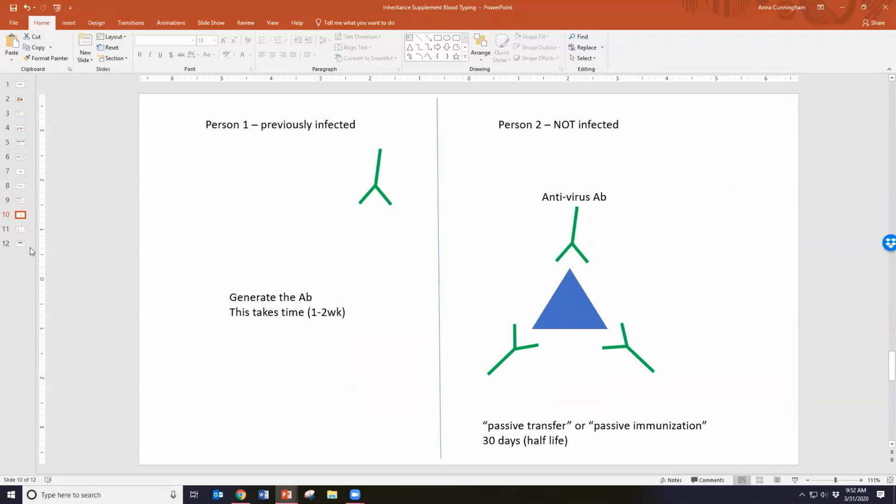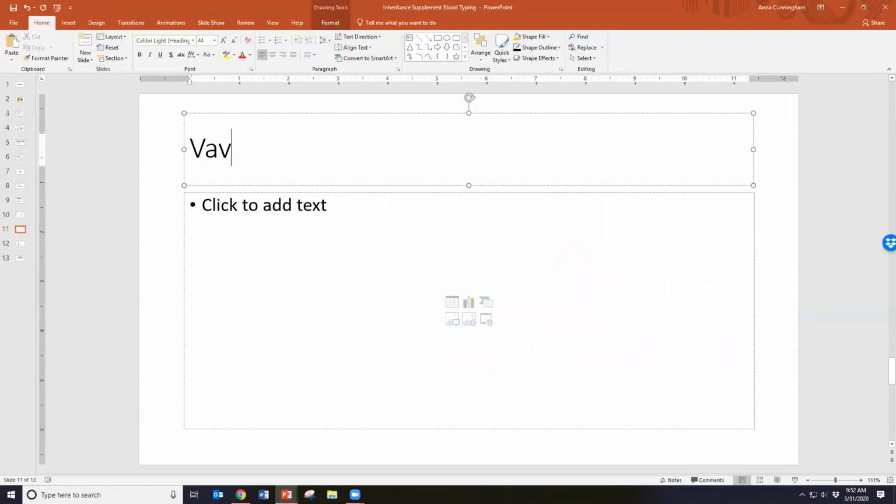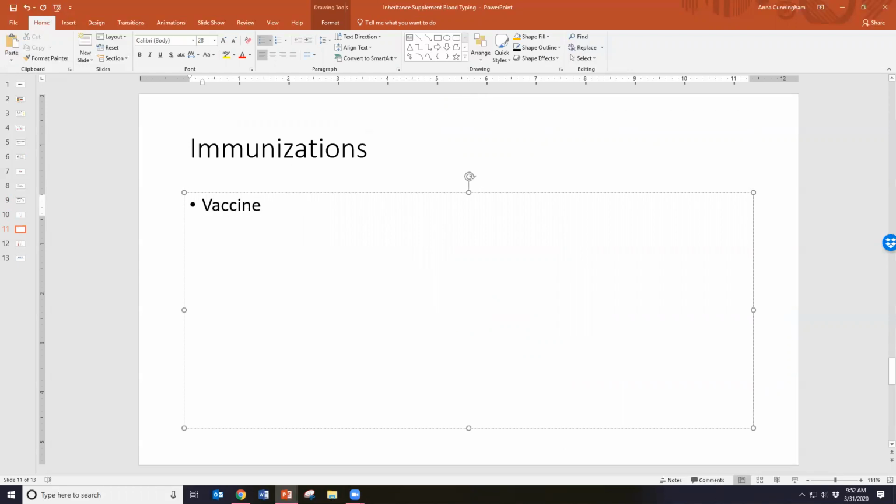Yes. Absolutely, yes. So let's see, another side. Immunizations have 2 forms basically. You can have vaccines, which would be active, and then you would have basically passive immunization.